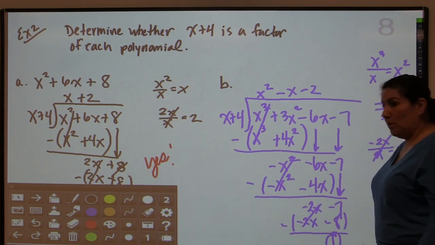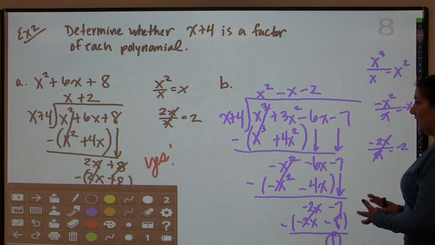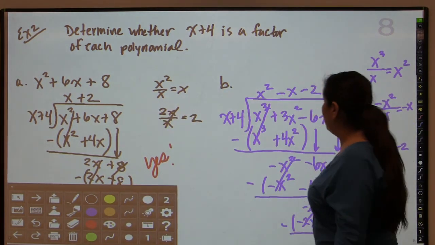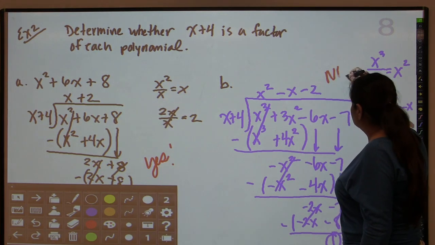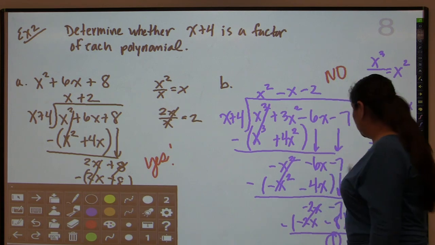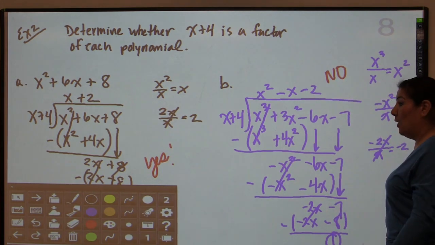Now, I don't know about you, but 1 is not 0. So in this case, there was a remainder. The remainder was not 0. The remainder is 1. Therefore, the answer to this question is no. X plus 4 is not a factor of this polynomial because we did not get a 0 remainder. We got a 1 remainder.